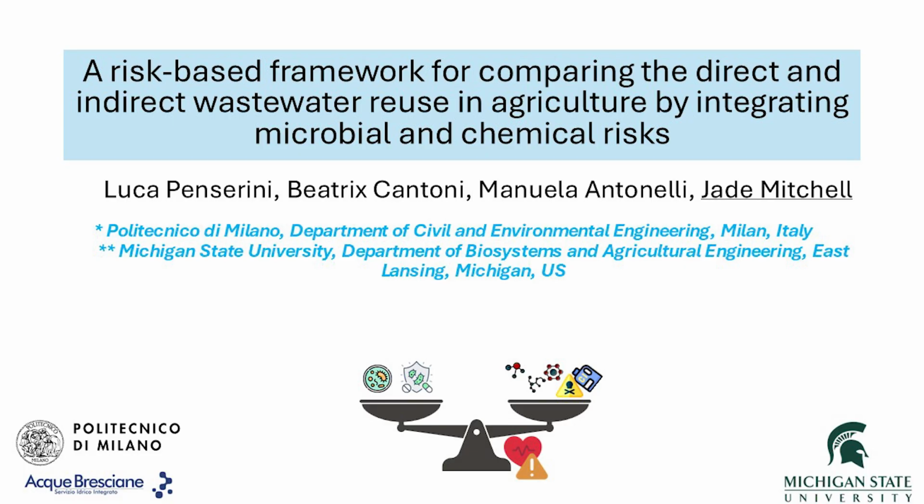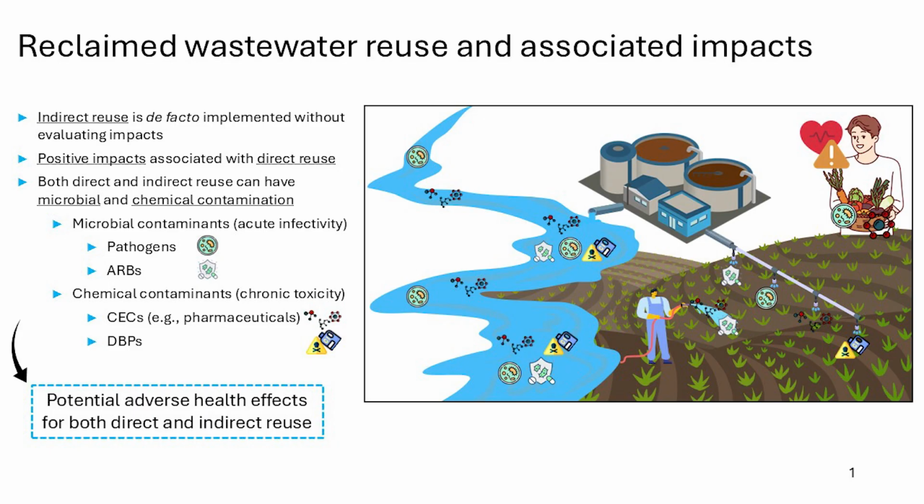And I'll talk about some of the differences there, just based on regulatory regions. So we wanted to compare indirect versus direct reuse for wastewater. And we know that indirect is de facto. It's what we do in the United States. We treat our water, we discharge it to a surface water body, and then it can be extracted later downstream for multiple uses, including irrigation.